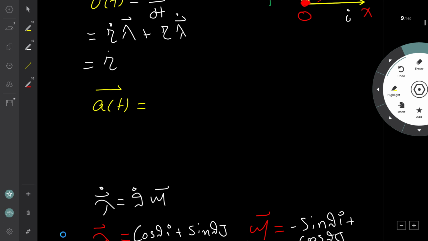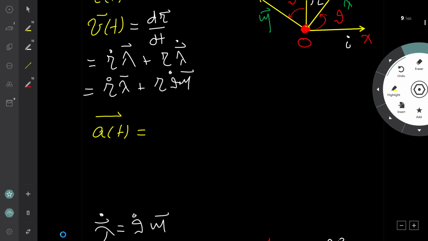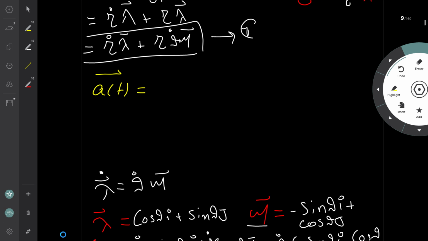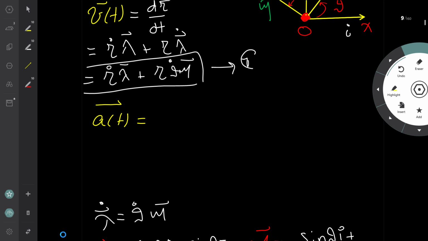Okay, so let's go and substitute and see what happens. r dot along lambda plus r. What is lambda dot? We just calculated. It's theta dot along mu. So this is our velocity. This is our final formula for velocity in cylindrical coordinates, and we can call this one.